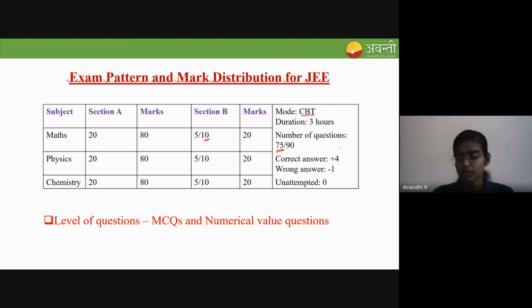Got it? If you attempt a correct answer, you will get 4 marks for each question. If you attempt a wrong answer, from your total score you will get minus 1. You will get a negative mark from that.